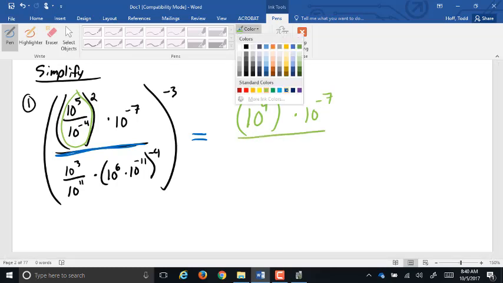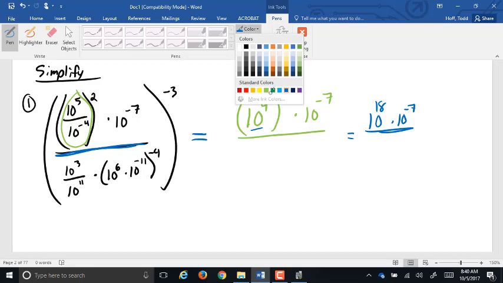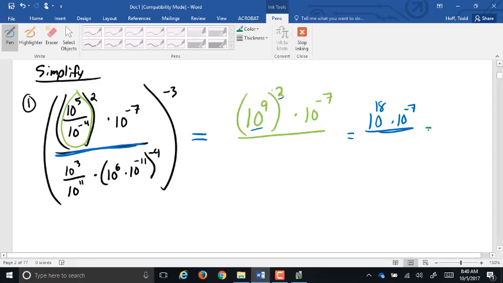Now, the next thing we would need to do up there is the 10 to the 9th squared, which is 10 to the 18th. And then finally, we got the 10 to the 18th times 10 to the negative 7, which is 10 to the 11th. So that's what we get on top, 10 to the 11th.